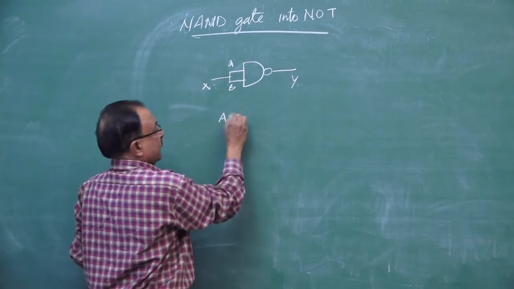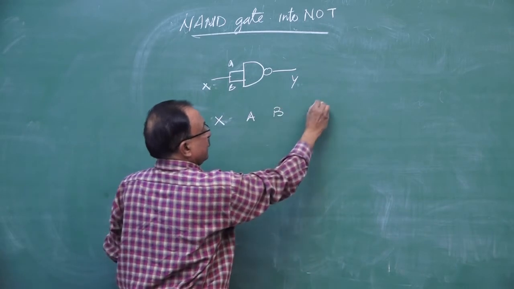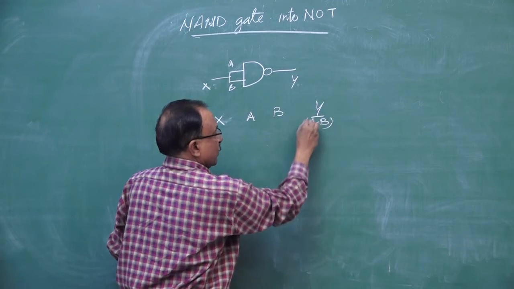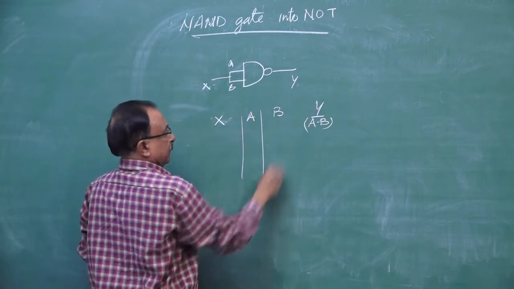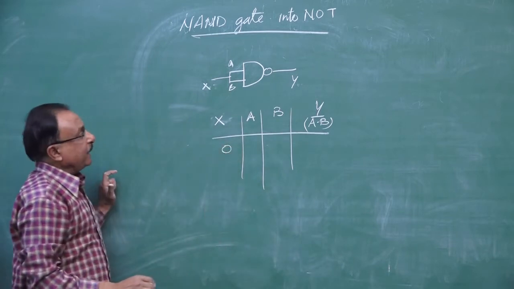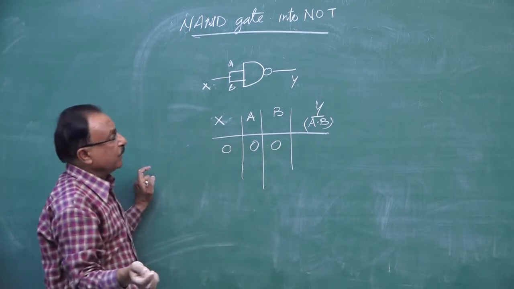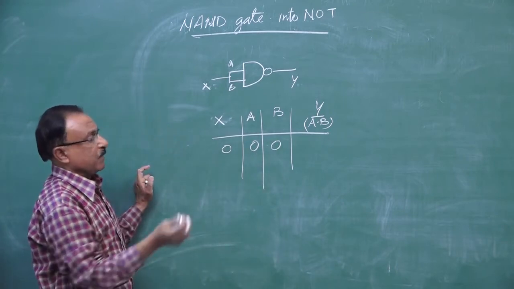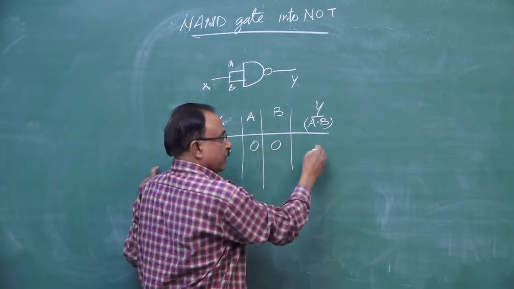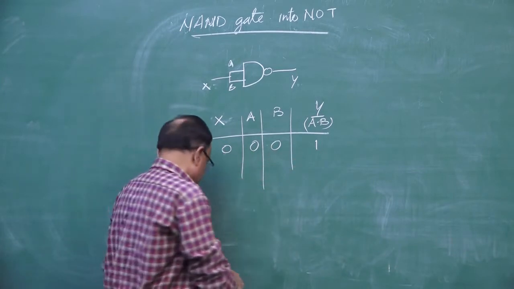We make the truth table. We have X, we have A and B in the input, and Y is the output. Y is (A into B) NOT. If we put the input X as 0, then necessarily A and B will be 0. There cannot be any other combination except 0 because they are joined. So the output will be 0 into 0, which is 0, and the invert of it is 1. So at 0 we get output 1.